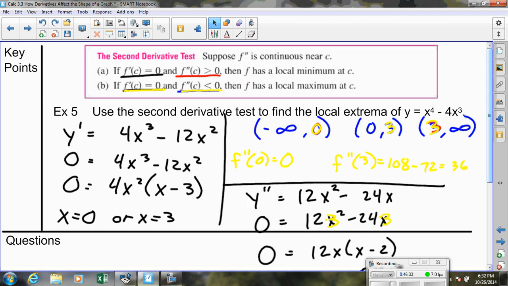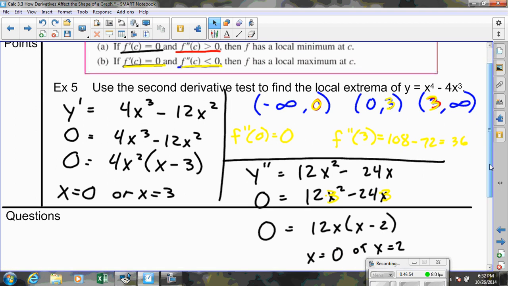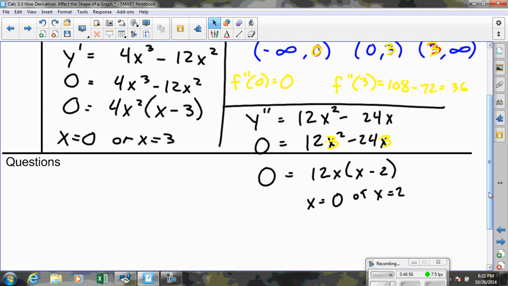For 0, we do not know if 0 is a local maximum or a local minimum using the second derivative test because the second derivative test failed. In order to determine if it was a local maximum or a local minimum, we would need to go back and use the first derivative test. One other point that ties into what we have next.